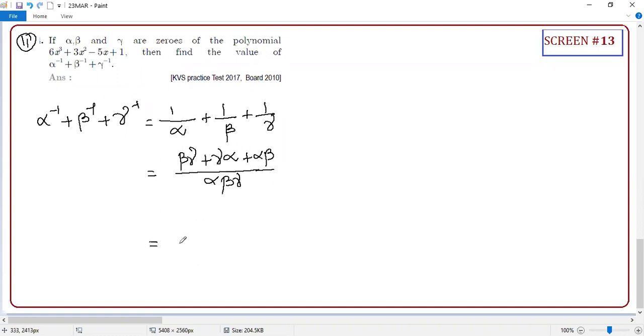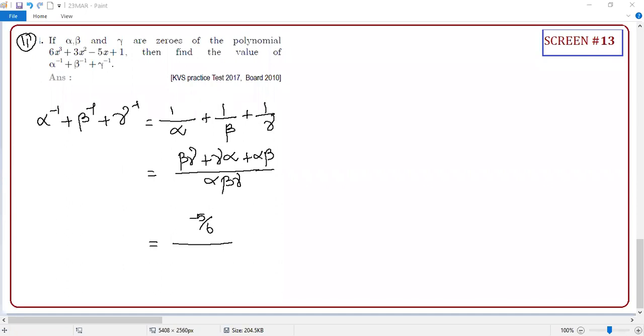Okay, quickly. What is this value? Sum of product is actually what? C by A. C by A is what? Coefficient of x square upon coefficient of x cube. Actually, I think voice is breaking. So minus C by A. So minus 5 by 6. Good. I appreciate you.